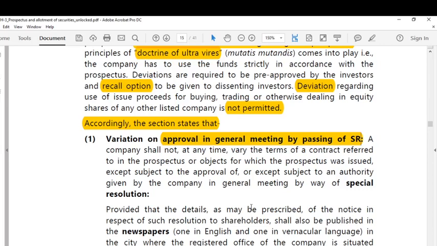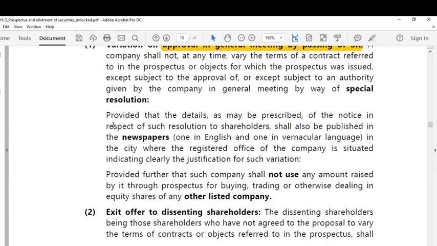So the general meeting is to be convened and a special resolution is to be passed for such a variation, and to vary the terms of the contract referred to in the prospectus for which the prospectus was issued, except subject to the authority given by the company in general meeting by way of special resolution. Whenever that is to happen, there is a due procedure to be followed by the company. A notice in respect of such a resolution must be given to the shareholders, and the notice should be published in the newspapers.